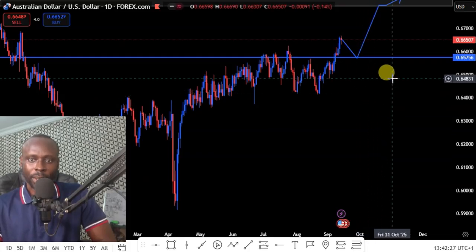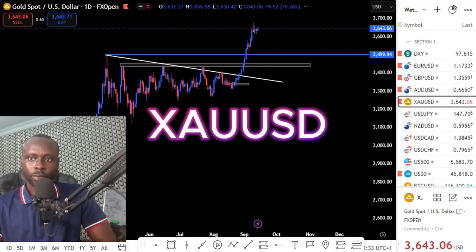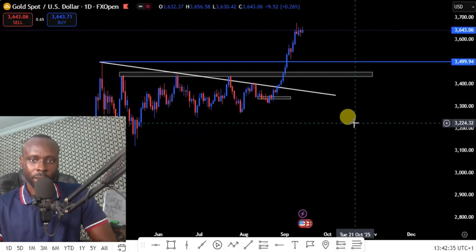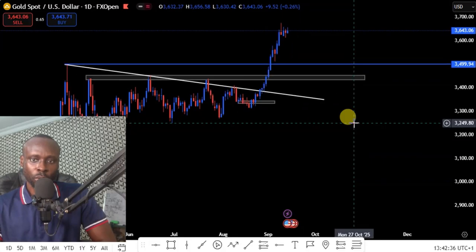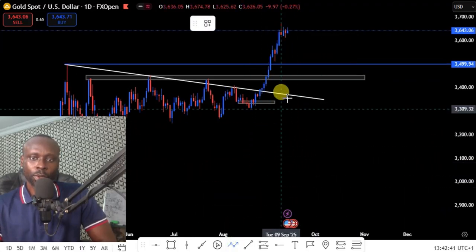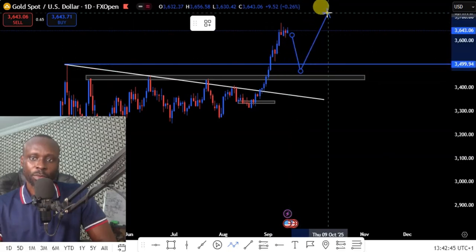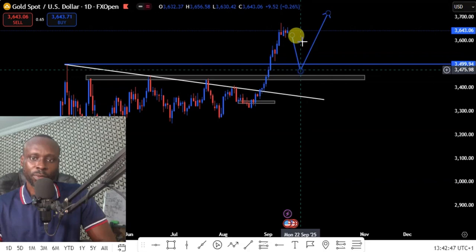So let's look at our next pair, which is the gold USD. Gold USD still remains bullish. We have this bullish structure on gold USD, but before we can start looking for any buy, we need price to come to this area of support level before we start looking for possible buying opportunity. So gold still remains bullish for this week.